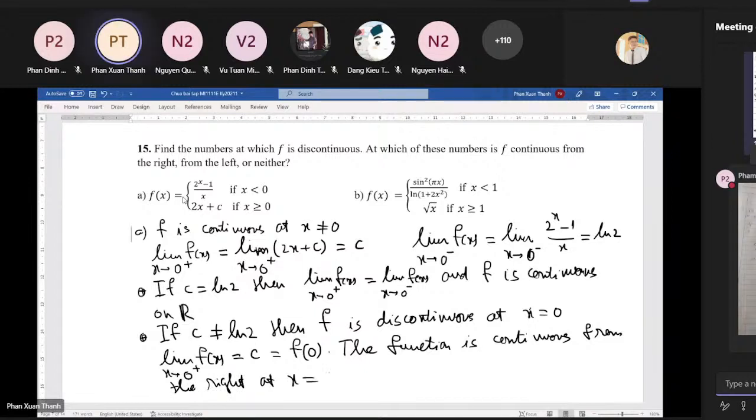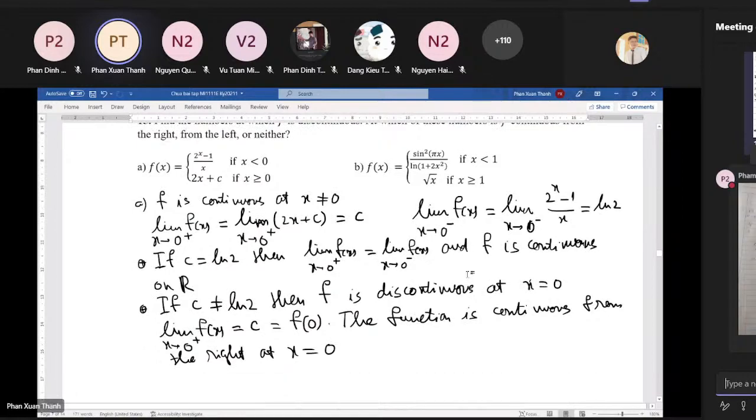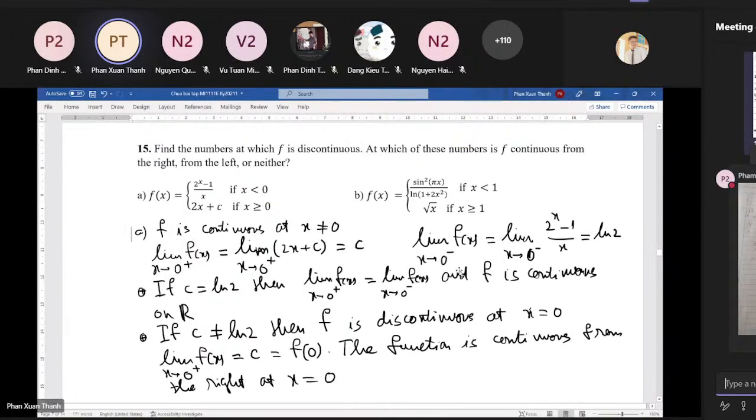At x equals 0, it is not continuous from the left, because the left-hand limit is not equal to the function at 0. So we have two cases. If c equals the logarithm of 2, the function is continuous for all x. If c is different from the logarithm of 2, then f is discontinuous at x equals 0, and f is continuous from the right at x equals 0. This is the solution for A.